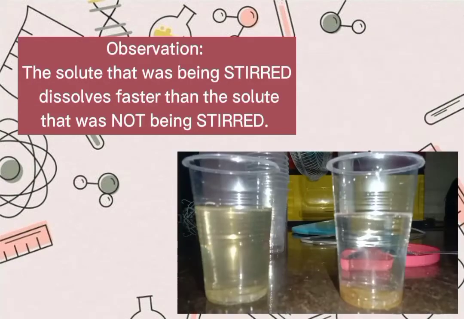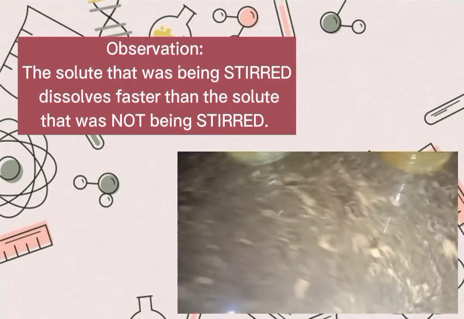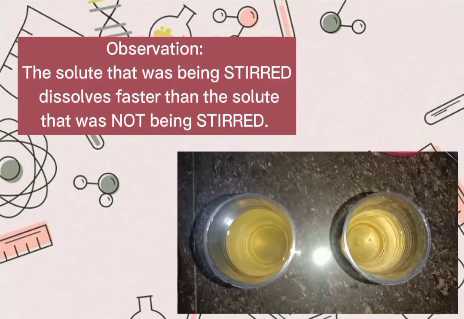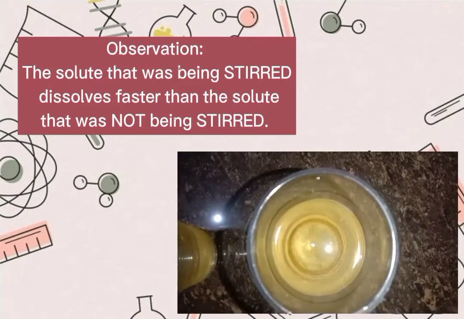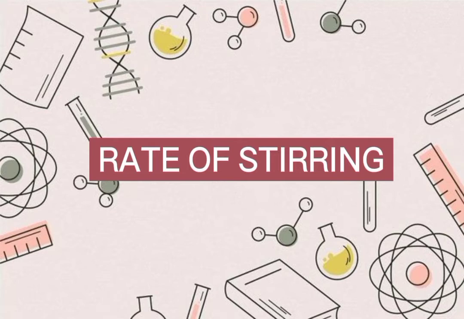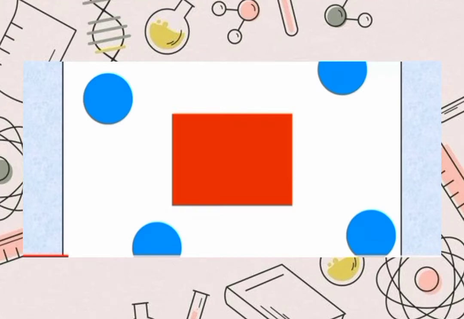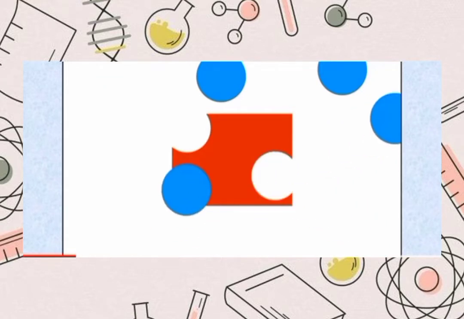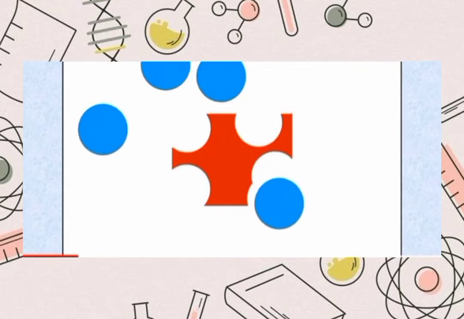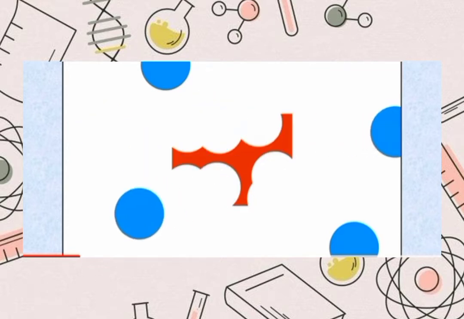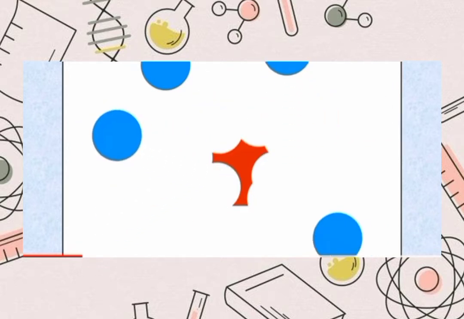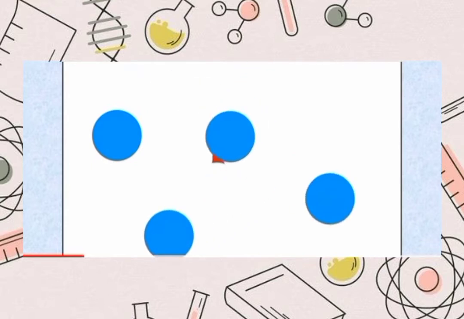As we can see, the solute in the cup that was being stirred dissolves faster than the solute that is not being stirred. I have here some animations to further understand the rate of stirring. The blue circles represent the particles of water, while the red square represents the sugar crystal. Stirring the solution lets the water particles come in contact faster with the corners and edges of the sugar crystal. Therefore, the sugar crystal dissolves faster.